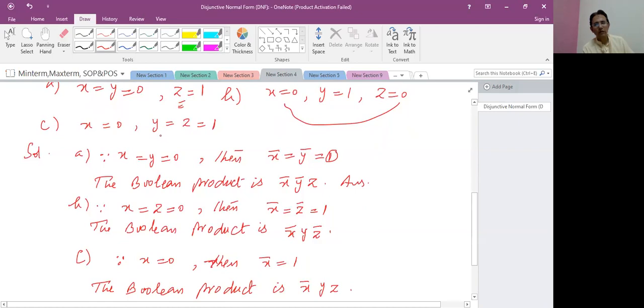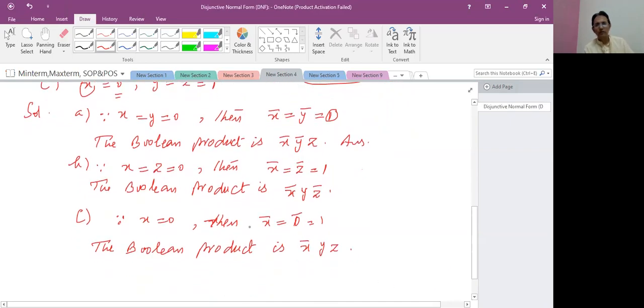Now here student, in the third part, y and z both are equal to 1, but x is 0. So we will take the complement of x only. So the Boolean product is x complement, which means 0 complement, which is equal to 1. So the answer is x complement, y and z, both the same. So these are the applications of Boolean product.